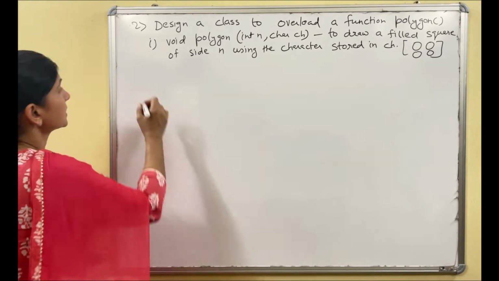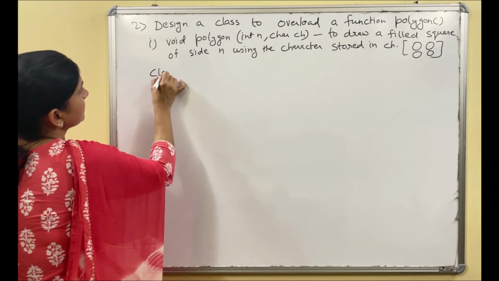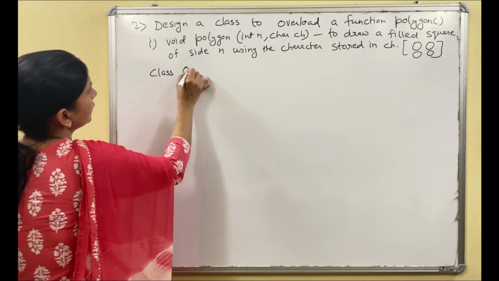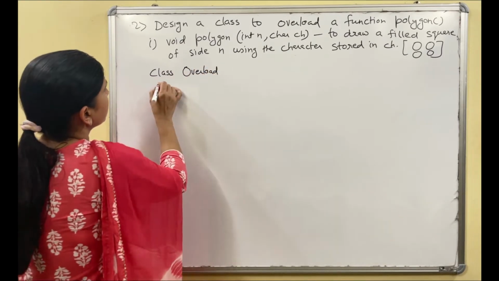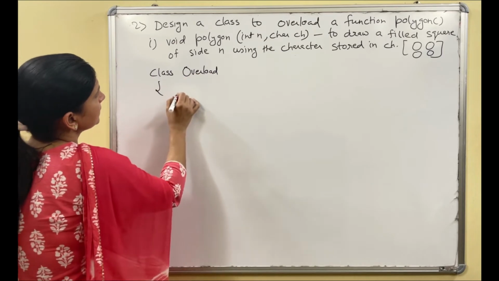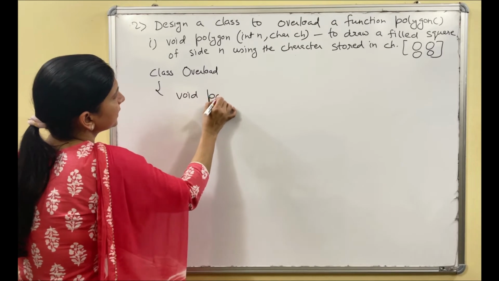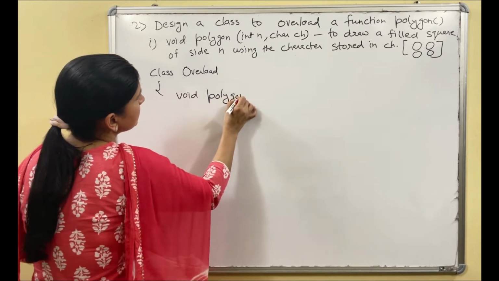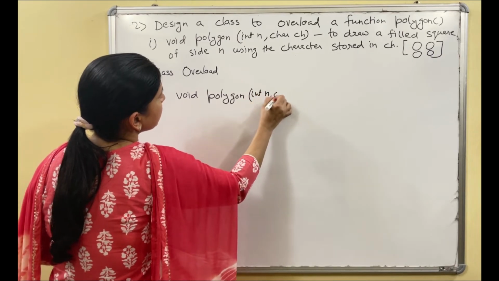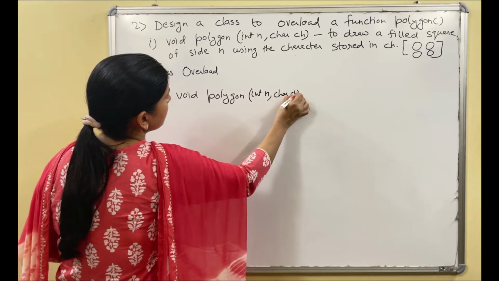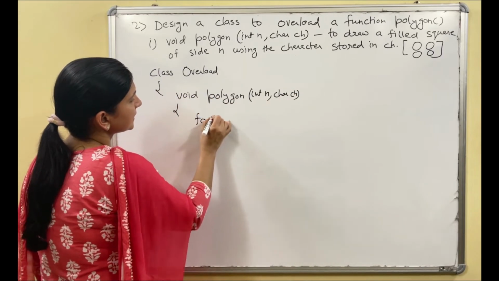So let's start with class overload. Then we will make the first function, void polygon, and in that we will pass the two parameters int n and char ch. To draw this pattern, we will use the nested for loop.